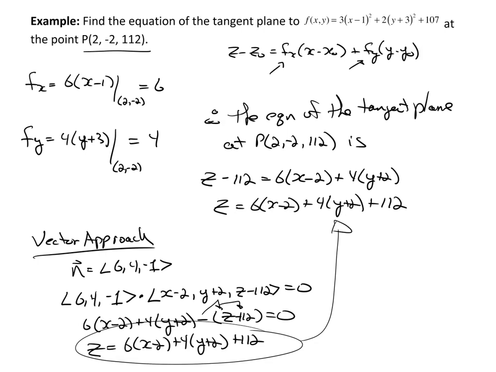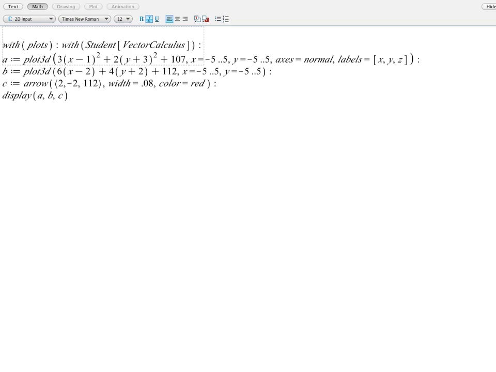So let's take a look at this in Maple and see what it looks like. So here, I'm going to set up the with plots, and I need the student and the vector calculus packages. You see, this is my original surface, the top one. This one, that's my tangent plane. And of course, I went ahead and drew the position vector to the point 2, negative 2, 112. Because if this works out well, then I'm going to see the original function, the tangent plane, and the arrow pointing to the point of intersection between the tangent plane and that original function.